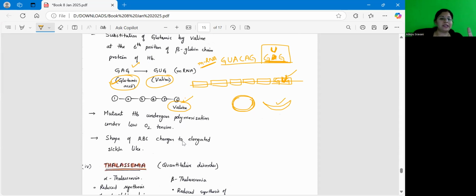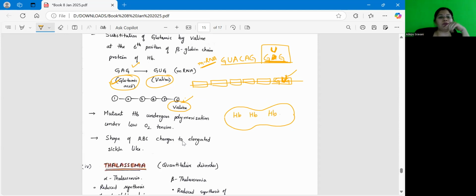Now, I told you sickle cell anemia is a qualitative disorder. What do you mean by quality? Here, the quality of the hemoglobin is being changed. See, where is this valine and everything? We have the RBC. Let us say this is my RBC, and let me draw it like this. Why did I draw it like this? RBC is biconcave, isn't it? And in this RBC, I have hemoglobin.